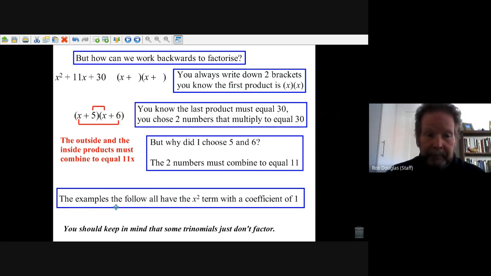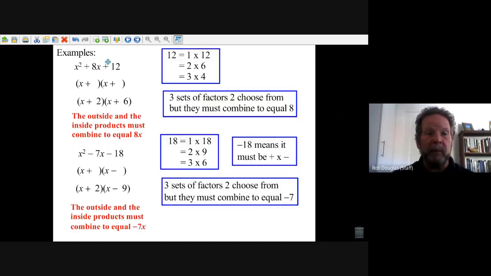The examples that follow, all of the examples that we're going to look at right now, have x squared with a coefficient of 1. If this number gets different, it gets a little harder, but we're going to start off with 1. Well, here's our first example. Just go through them pretty quickly. We keep doing exactly the same thing.